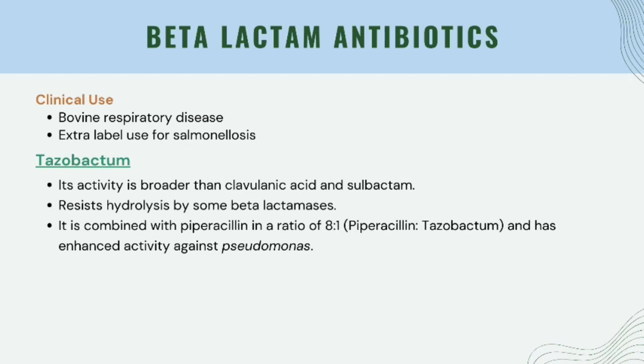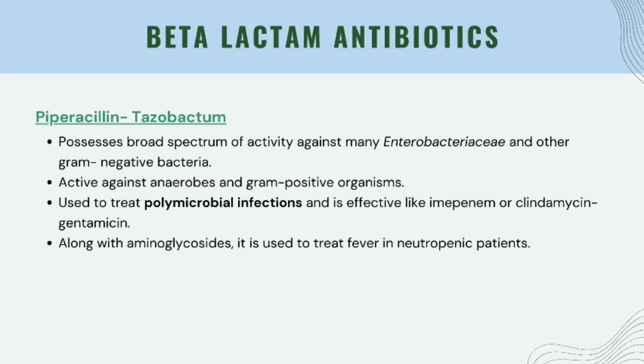Next is tazobactam. Tazobactam exhibits broader activity than both clavulanic acid and sulbactam. It demonstrates resistance to hydrolysis by certain beta-lactamases. When combined with piperacillin at a ratio of 8:1, it yields enhanced efficacy against Pseudomonas infections. Piperacillin and tazobactam combination possesses broad spectrum of activity against many Enterobacteriaceae and other gram-negative bacteria. It is also active against anaerobes and gram-positive organisms. It is used to treat polymicrobial infections and is as effective as imipenem or clindamycin with gentamicin. Along with an aminoglycoside, it is used to treat fever in neutropenic patients.